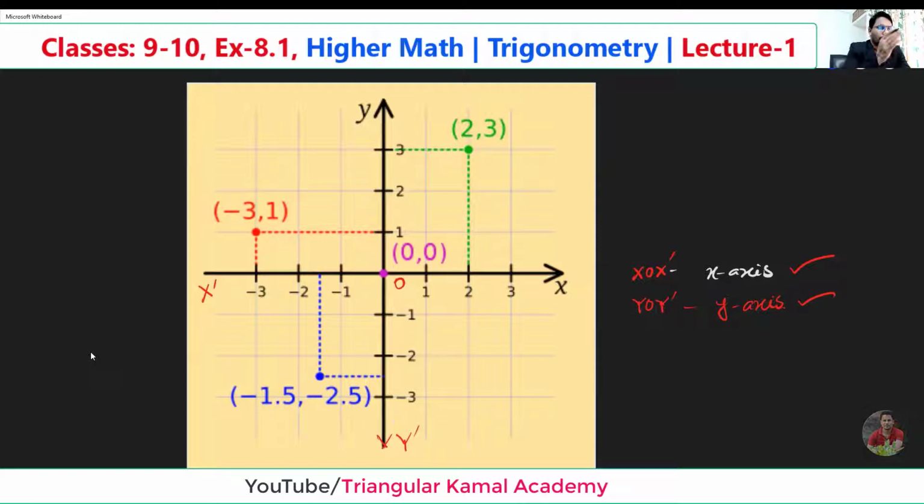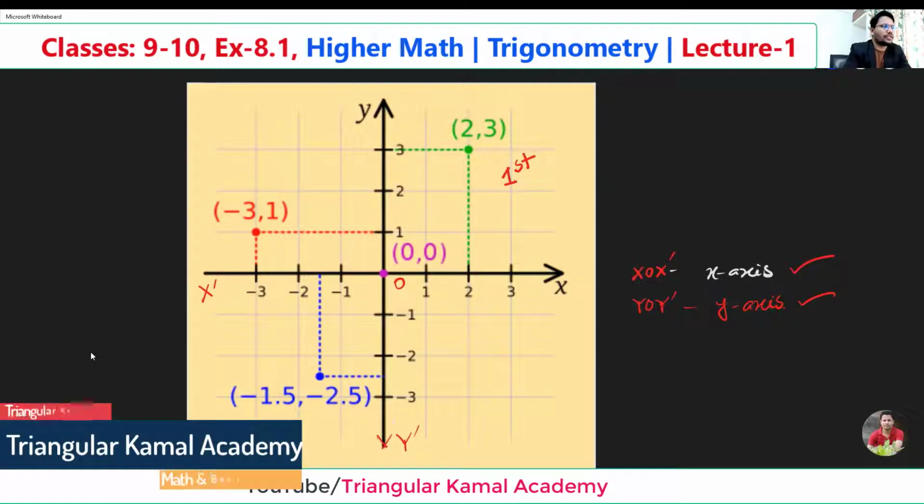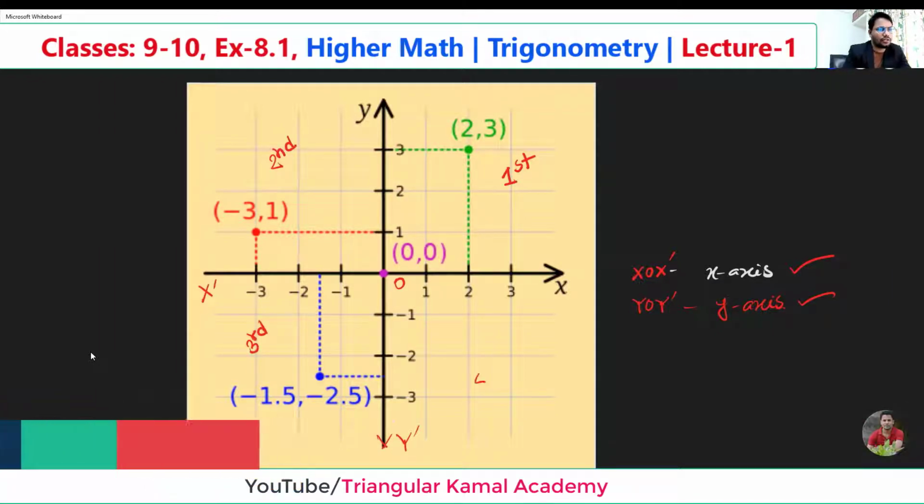When we draw two mutually perpendicular lines, there are a total of 4 equal parts. This is called the first quadrant, that means 1/4 of the total part. This is called the second quadrant, this one is the third quadrant, and this one is called the fourth quadrant.